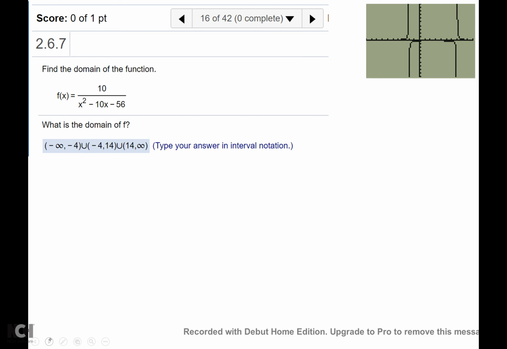All right, find the domain of this function. Again, I'm looking at the graph. You can tell that there's going to be jumps and there's going to be restrictions on my domain because you have breaks in your graph. And again, for this one, you say, Mr. Denominator, you may never equal zero. So I say x squared minus 10x minus 56, you may never equal zero.